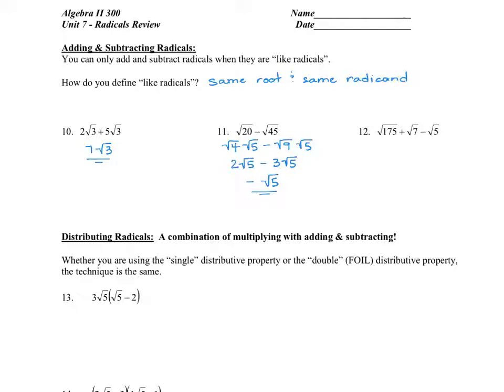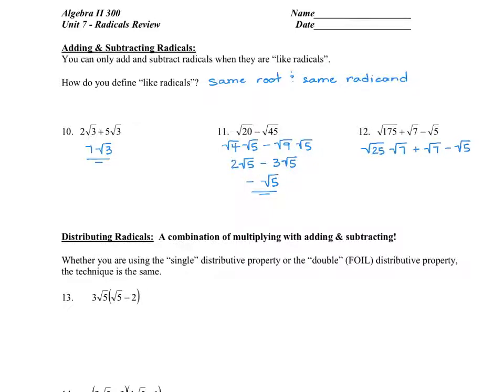The same is true in number 12. Right now, nothing under the radicals is the same, but there are perfect square factors in 175. So we'll factor that down to the square root of 25 times the square root of 7, keeping the square root of 7 and the square root of 5.